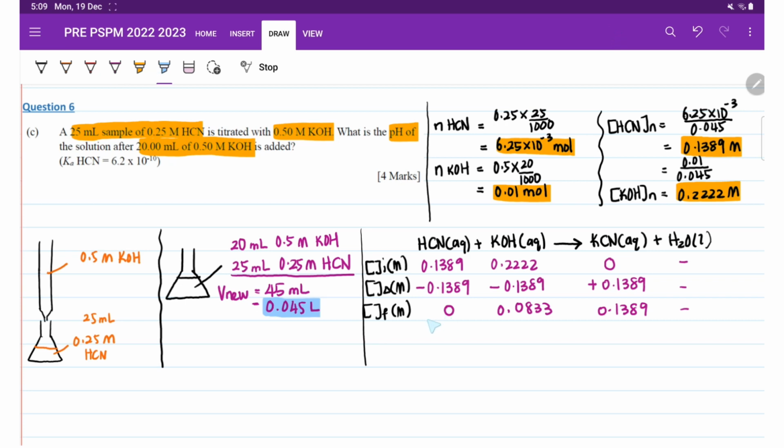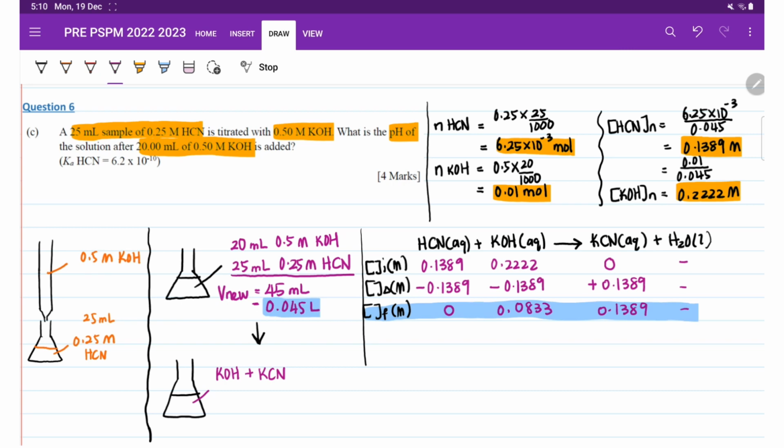So as you can see over here, at the end of the reaction, what remains? We can see here there is no more HCN; what remains is only KOH and KCN. So what remains in our conical flask at the end of the reaction is KOH and KCN. So a base with a salt here.